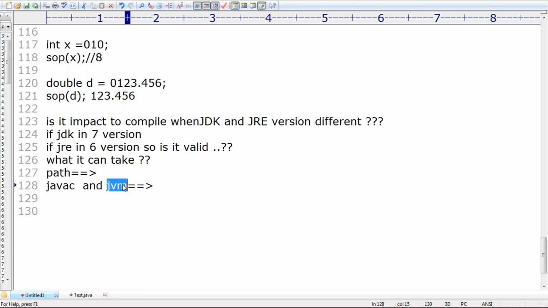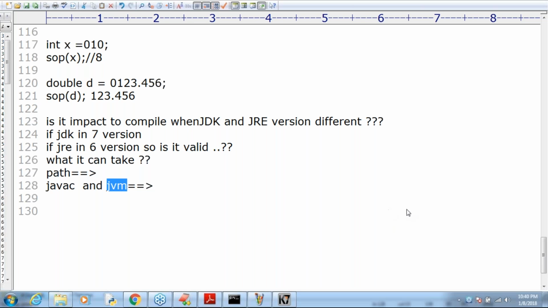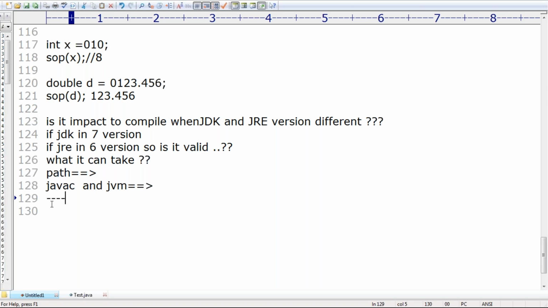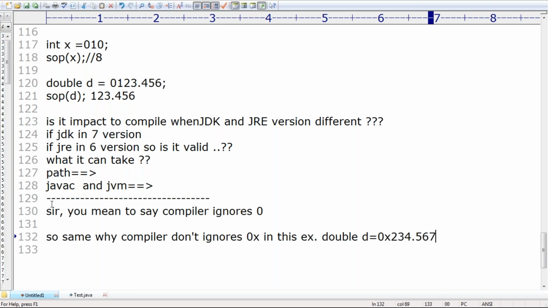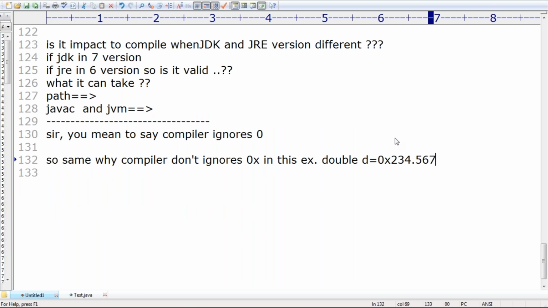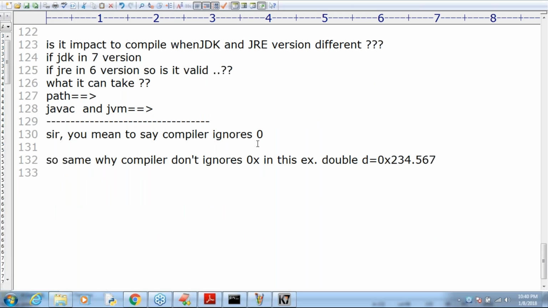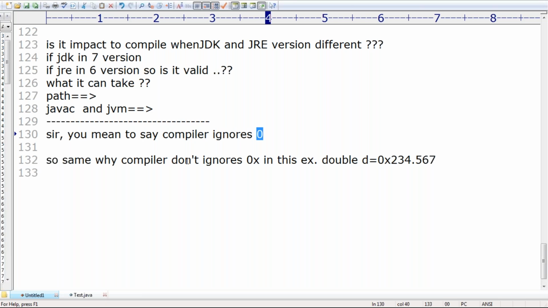Okay, sir, you mean to say the compiler ignores 0, so why does the compiler not ignore 0x in this case? Yes. Okay, good. There is another doubt, sir. Vinit Kumar is asking this doubt. If you spend some time like this, the remaining people also get valuable things. You mean to say the compiler ignores 0, but in the same way it doesn't ignore 0x in this case? Take very special care.